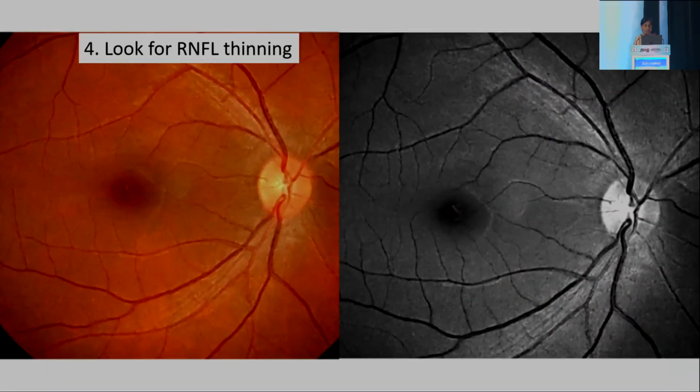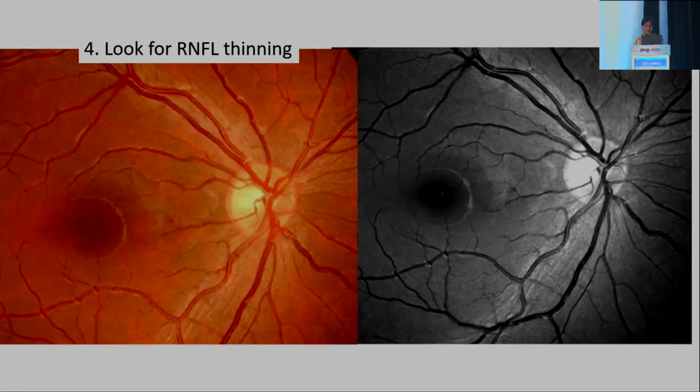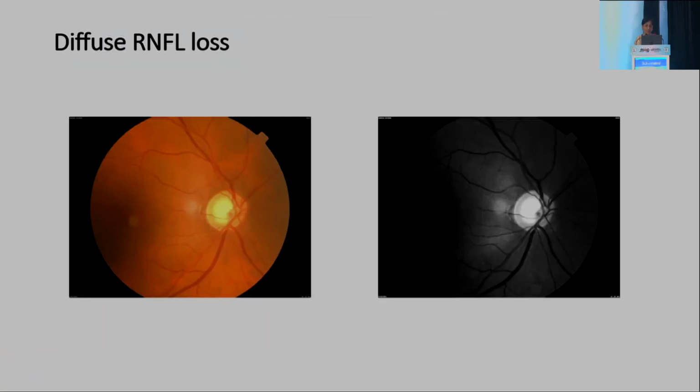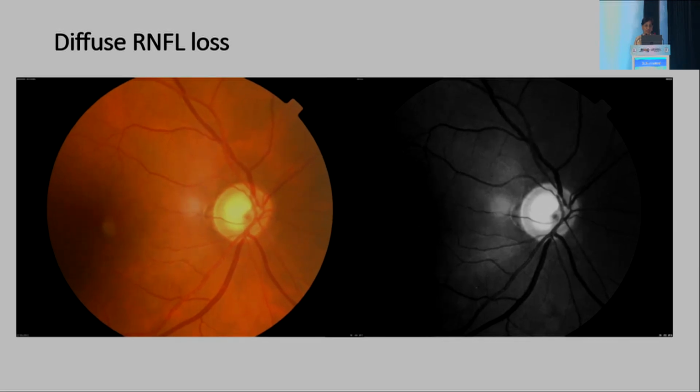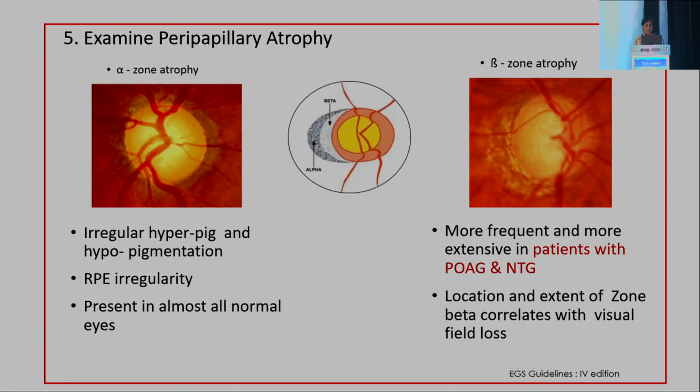So check for RNFL thinning. Here there are slit defects which can be normal, which may come and go, but these slit defects need to be examined properly and documented. These are the wedge defects, superior and inferior pole, and diffuse RNFL loss, so you need to examine carefully. So if you see the normal ONH and you cannot make out whether the NRR is there, there can be a wedge shape defect which needs investigation.